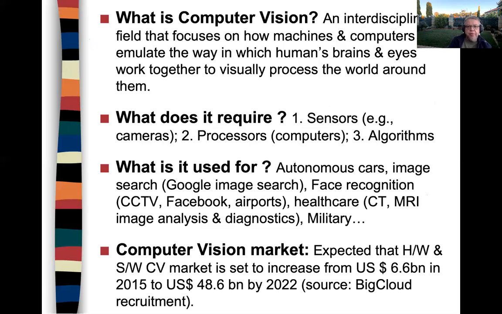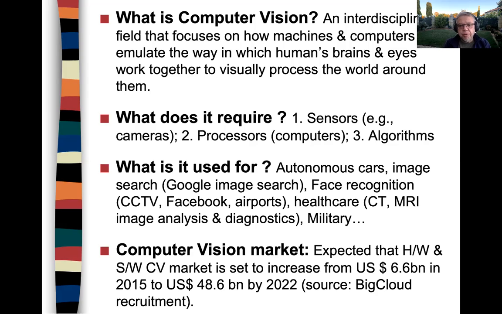So just a reminder, what is computer vision? It's an interdisciplinary field which focuses on how machines and computers can emulate the way in which human brains and eyes work together to recognize, to visually process the world around us. So what does it require? What would you need to do computer vision? You would need a sensor, for example, a camera, a normal RGB camera. You would need a computer, a processor, and you would need algorithms.